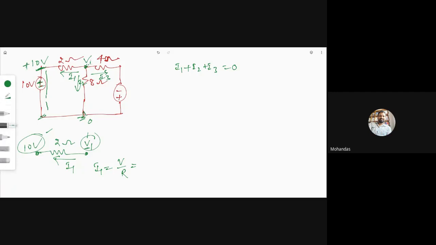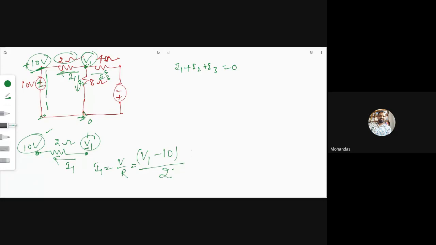V1 is the potential difference, this one minus this voltage. If only a single voltage is there, then we can write only V1. But here we have two voltages, so potential differences are there. So you have to write V1 minus 10, because it is a potential difference. V1 minus 10 is the voltage divided by R. What is the R value? 2 ohms. So this is the current I1.